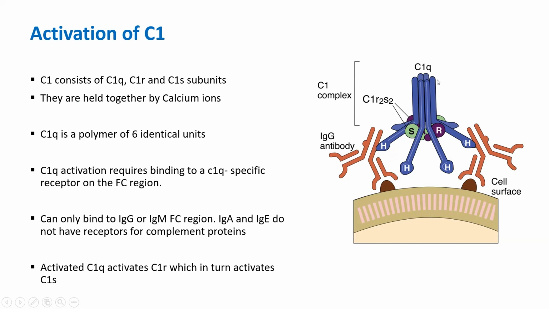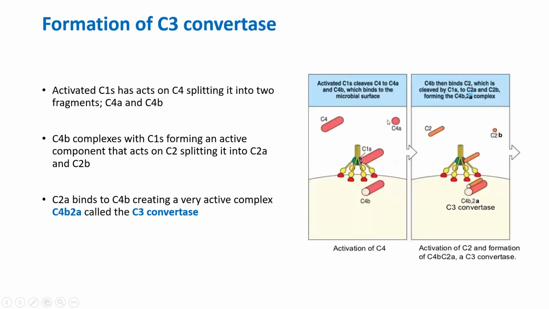So the C1q activates C1r, and then in turn, C1r will activate C1s. So that is the sequence of events. That's why it's called C1QRS. So Q activates R, R activates S, and then it is from there that we have S acting or cleaving.